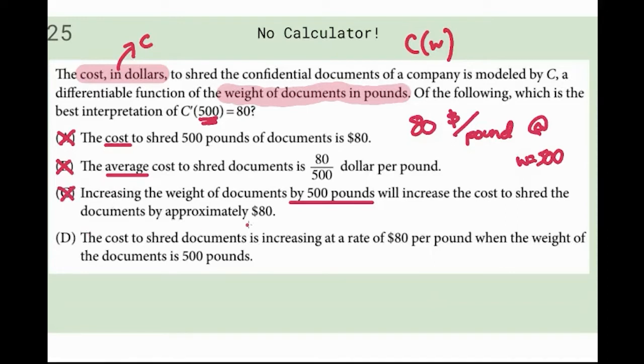It says the cost to shred documents is increasing at a rate of 80 pounds per pound. Now it says increasing at a rate. You could just say it's also changing at a rate. The rate of change is that. It just so happens to be that the rate of change is positive, so you could say it's increasing at that rate. So the cost itself is just the cost. It's changing at a rate of this. Instead of saying changing, they say increasing, like I just said. Weight is 500 pounds at that instance in time. So D is the correct answer.